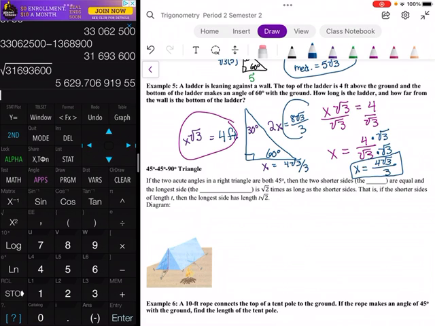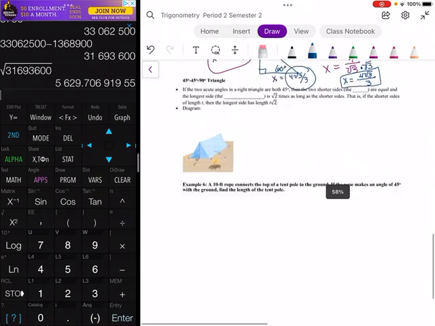And there we go. So this is how we can use those side length ratios for a 30, 60, 90 triangle. All right, we have 2 more examples.